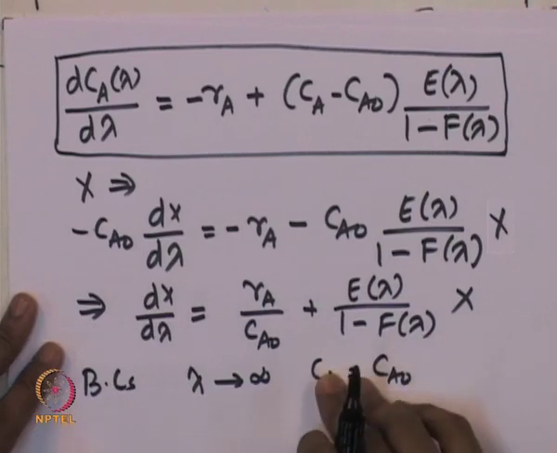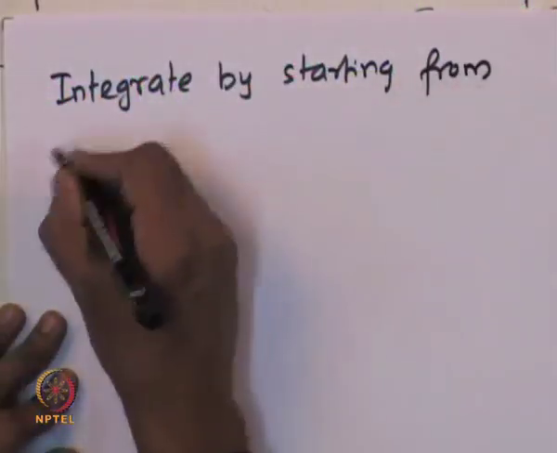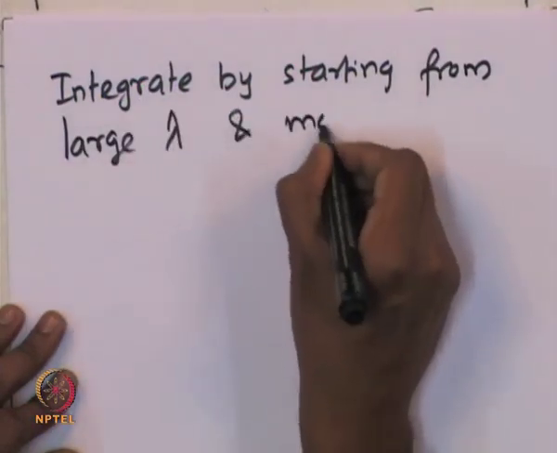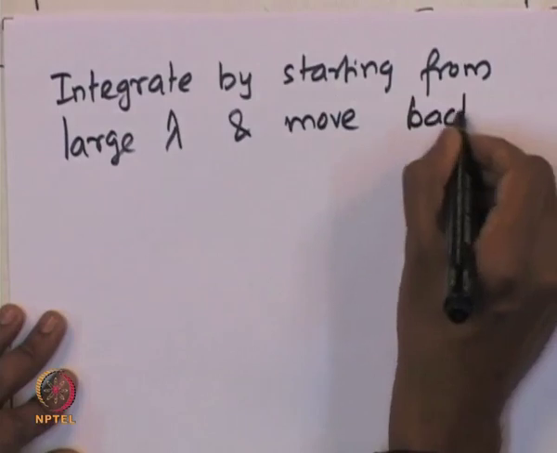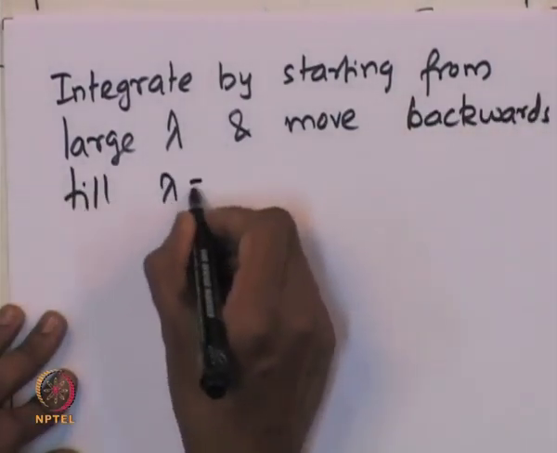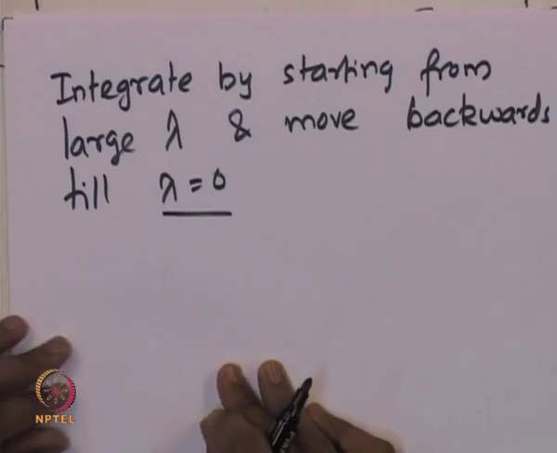So, how do we integrate this? We have to integrate this equation backwards, starting from a very large lambda and moving backwards till lambda equals 0. That is the method to integrate this equation, and once we integrate the equation, we will be able to find out what the conversion is under the situation of maximum mixedness.